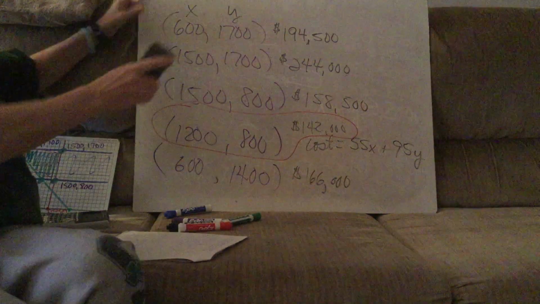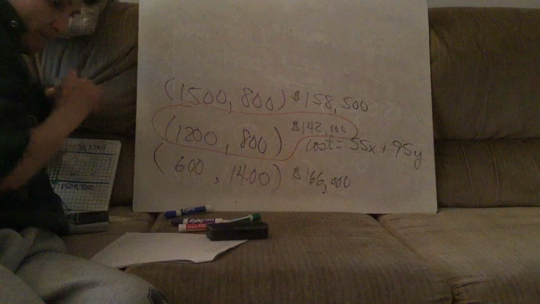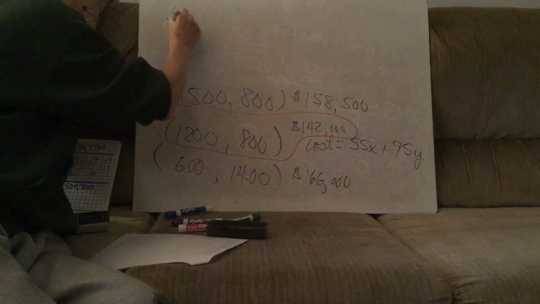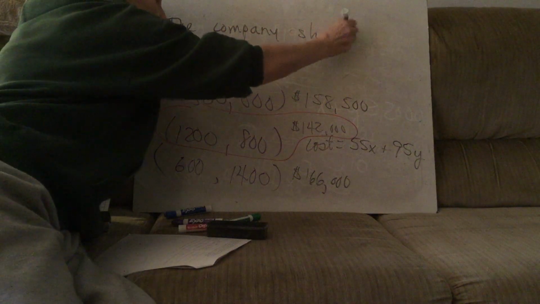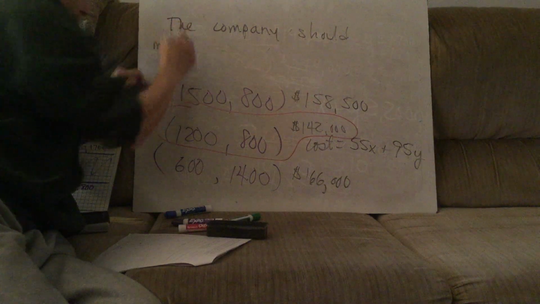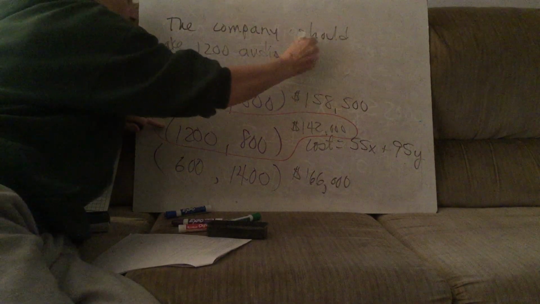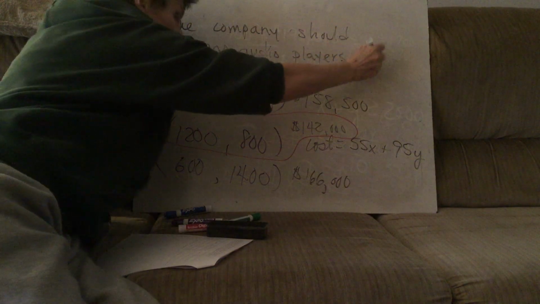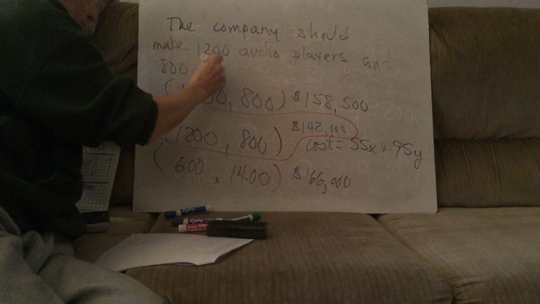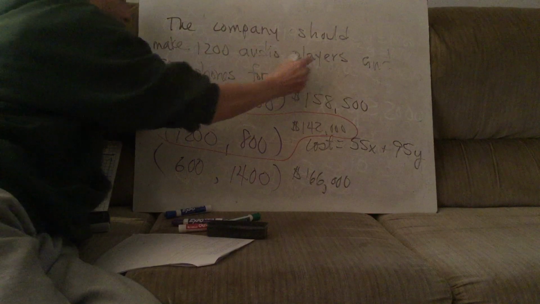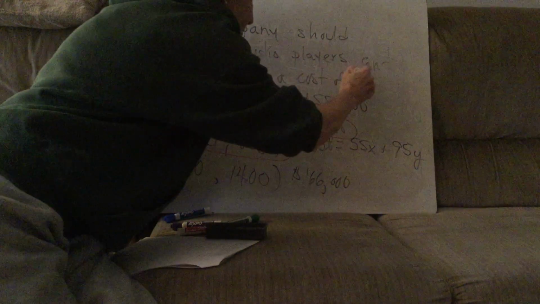So we will write our answer then. After all this work, do not shortcut it. Write your answer. The company should make 1,200 audio players and 800 phones for a cost of $142,000.